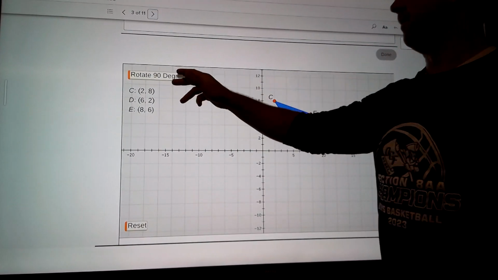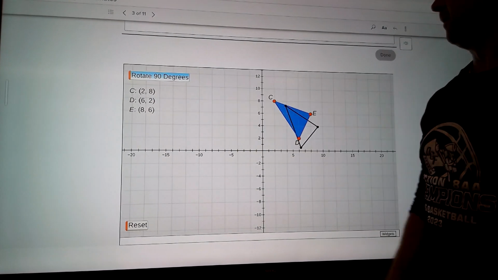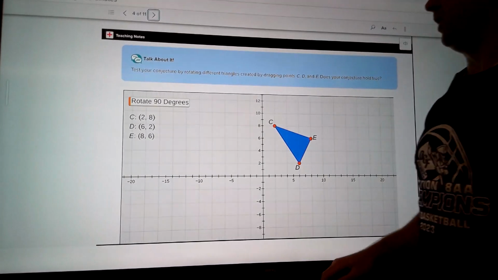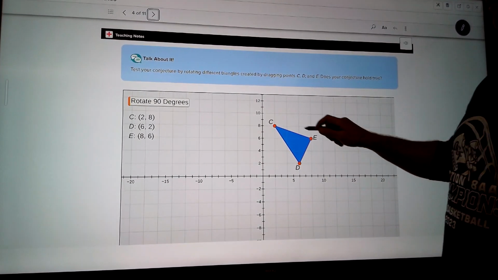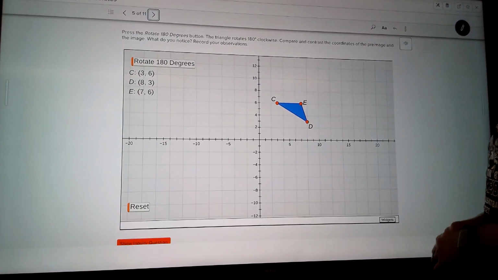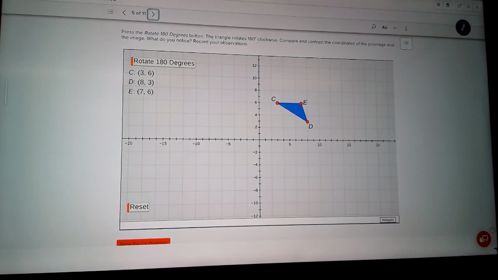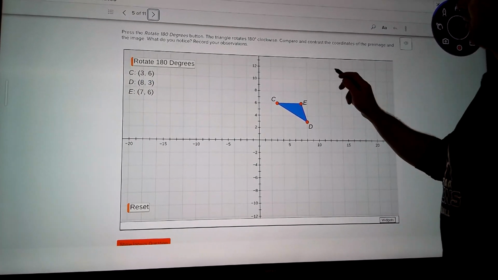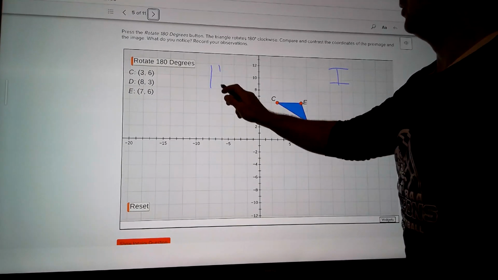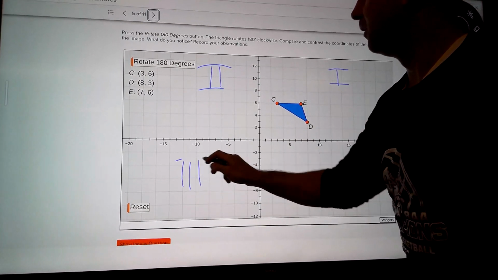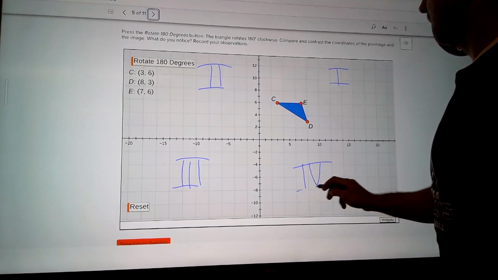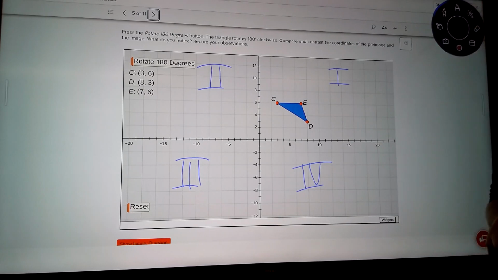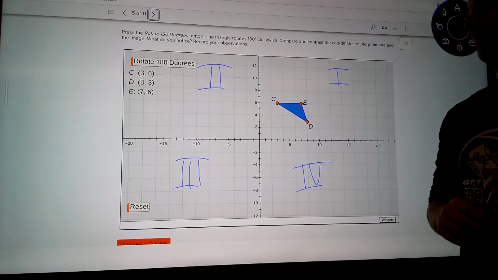Showing the same thing again, just rotates it 90 degrees. Now let's see what happens if we did the 180. If I'm going to do a 180 degrees, think about this as quadrant 1, quadrant 2, quadrant 3, and quadrant 4. If you're going to do a 180-degree rotation, what quadrant do you think this triangle would end up in?